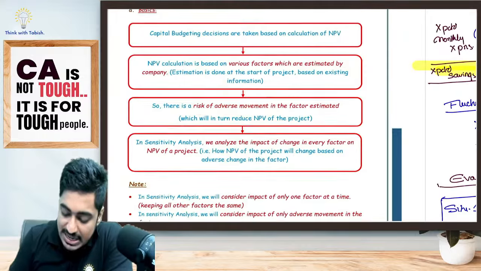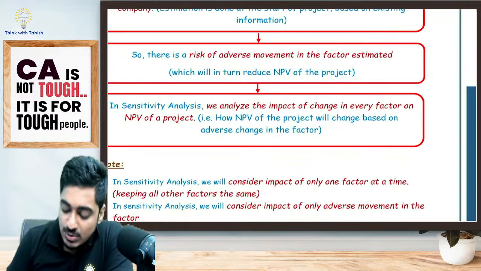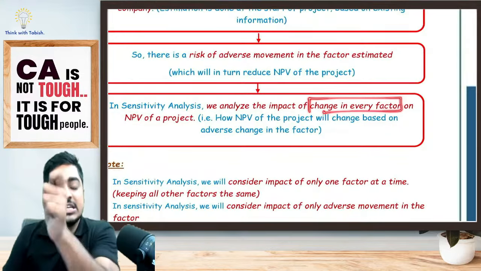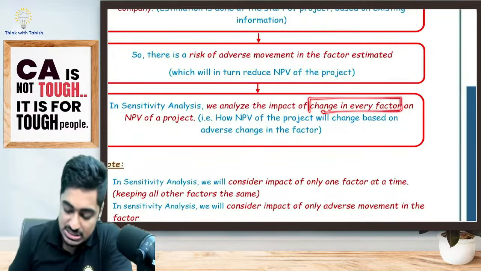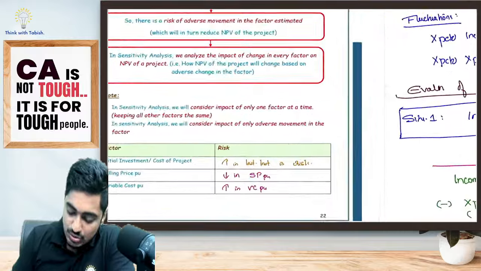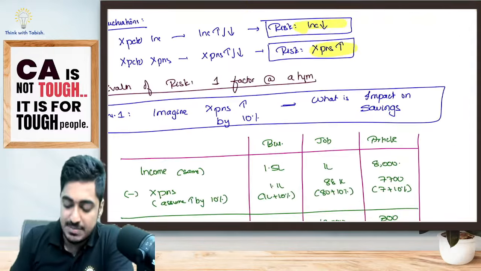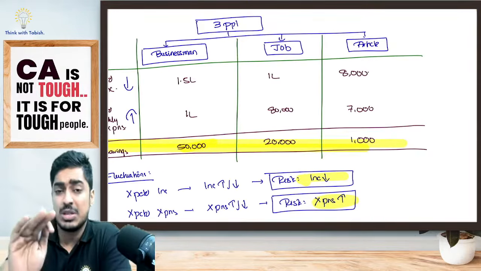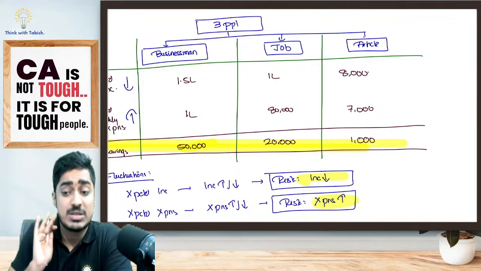So in sensitivity analysis, what we are going to do is, we will see if one factor changes. If one factor changes, what is going to be the impact that we are having? So look at this. Yes, in simple terms, same story. Let us understand with the help of story. Then we will come back. It is going to be much better for us.